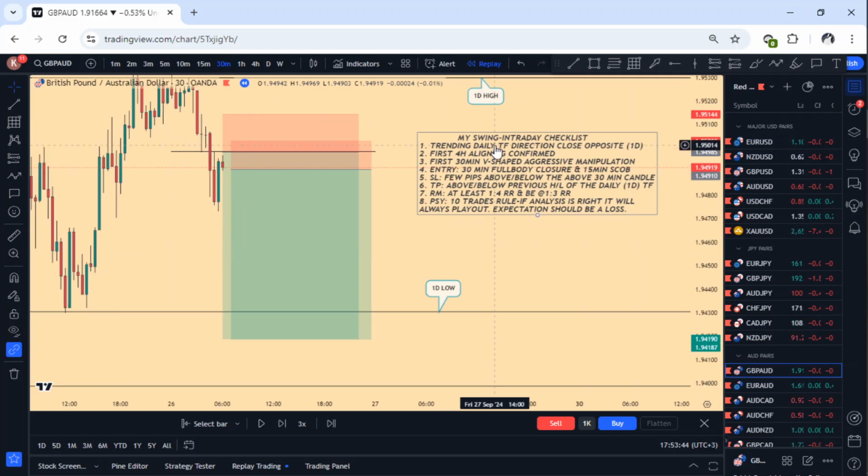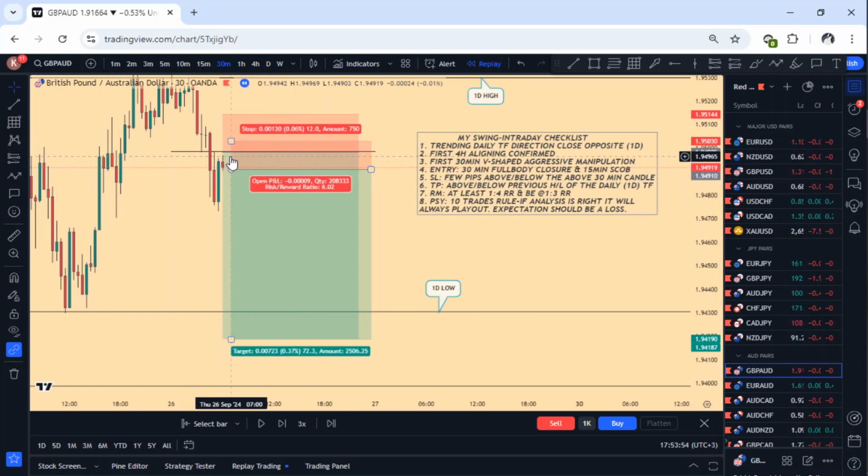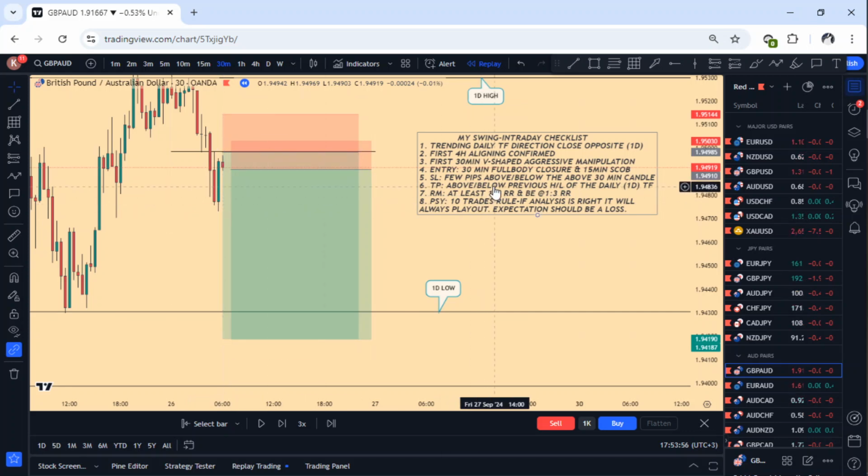So what is the remaining part? SL few pips above or below the 30 minutes candle. So few pips below this would be above this 30 minutes candle that has just closed. The alternative is to wait for another big candle, by the way.